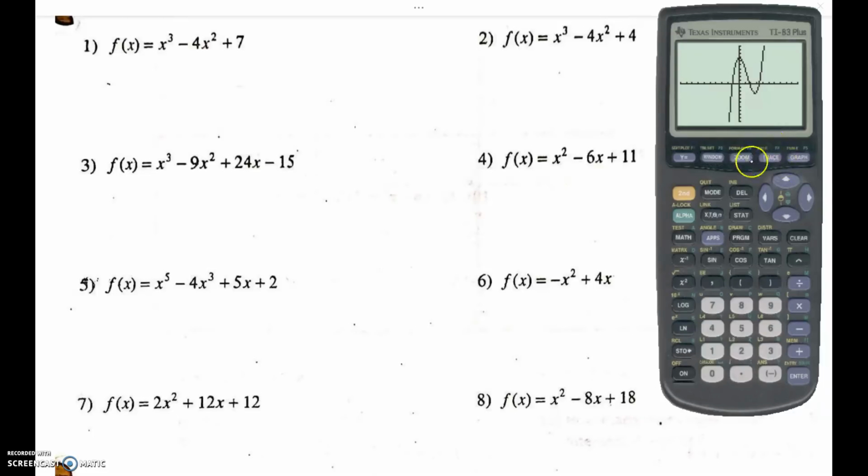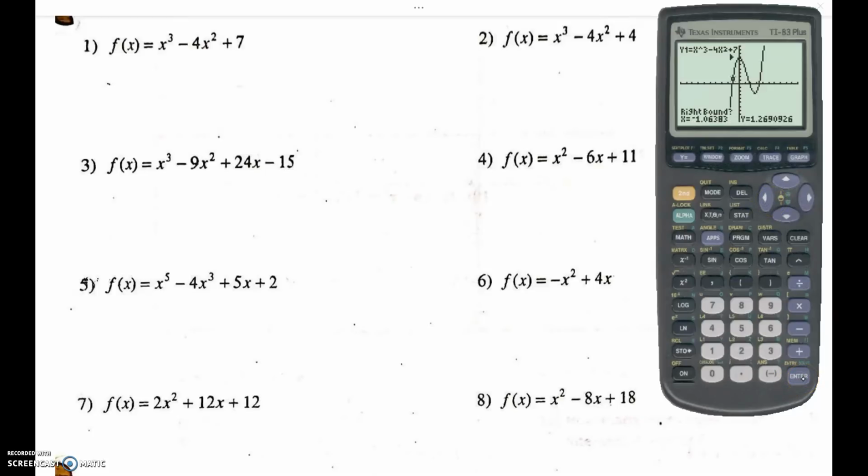All right, so what I'm going to do is use the calc feature, the calculate feature. So if I hit second and trace, that's going to take me to calculate. So for the first one, I'm going to do the maximum, that's 4. All right, so now it asks me for the left bound. That is some point to the left of where I think the relative maximum is. So I could pick any point to the left of that point. So just anywhere, making sure I'm clear to the left, I can hit enter.